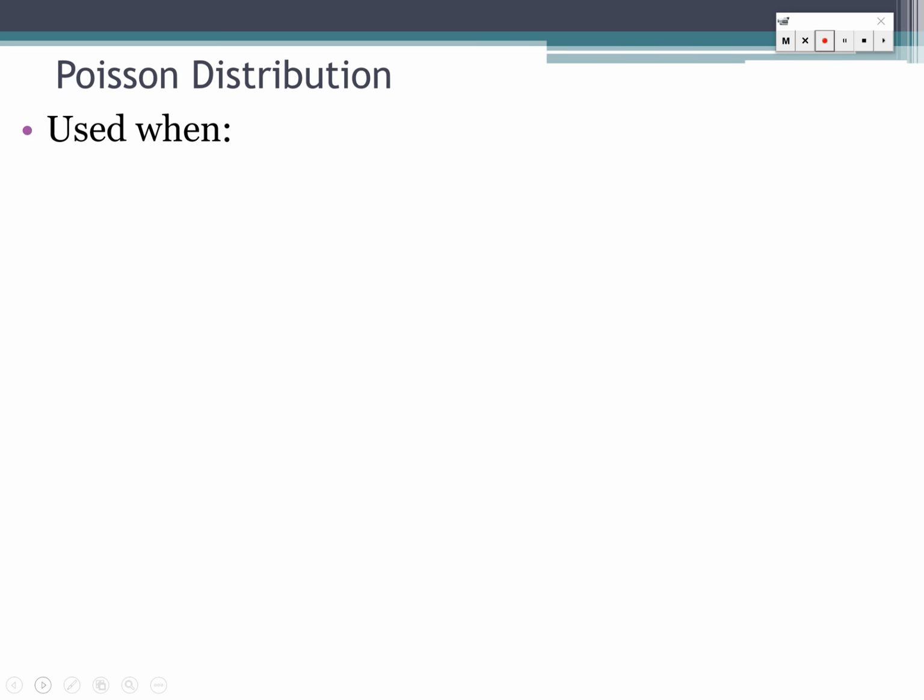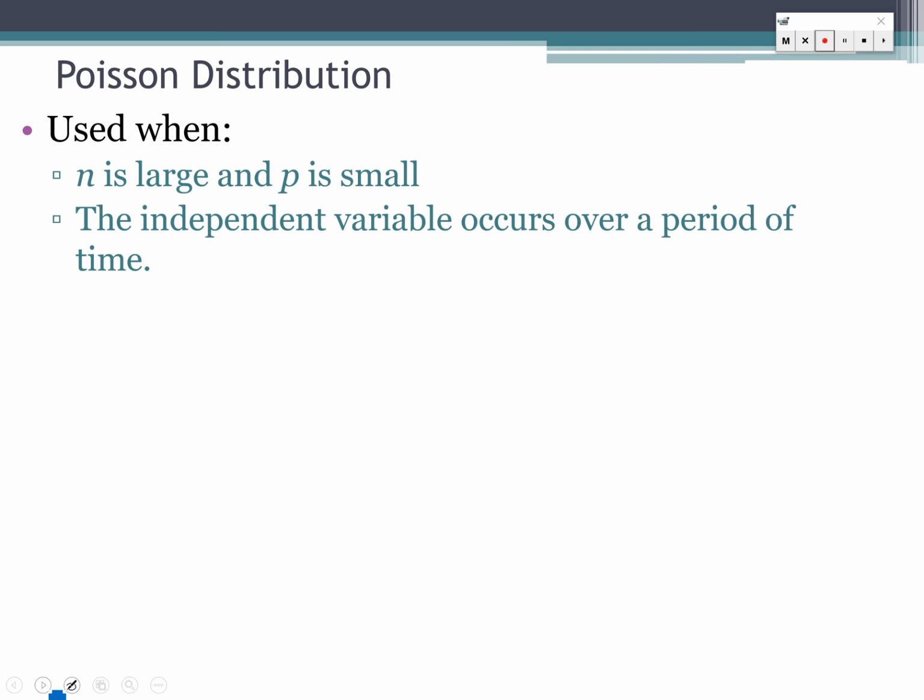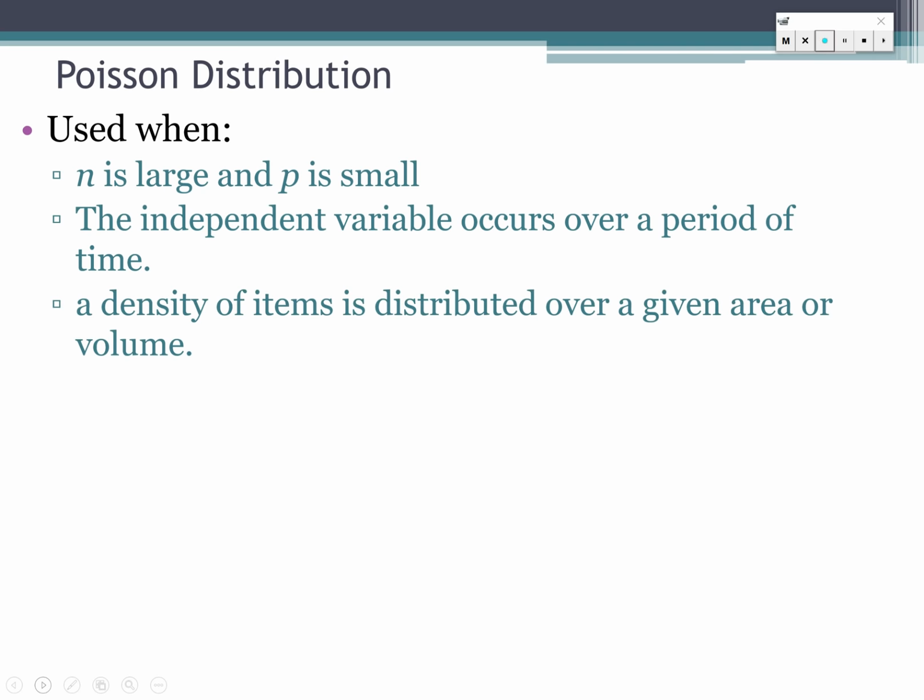The next distribution we're going to look at today is called the Poisson distribution. It's when your n is large and your probability of success is small. The independent variable occurs over a period of time, or a density of items is distributed over a given area or volume.